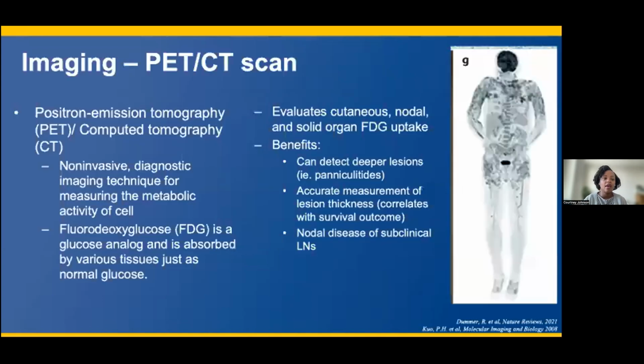Now, moving more into imaging, using PET scans or PET CT, this is a great non-invasive diagnostic tool for measuring the metabolic activity of the cell. So we use fluorodeoxyglucose, which is a glucose analog, and it's absorbed by various tissues just as normal glucose is. And then we measure that uptake in the skin, the nodes, and the solid organs as well. And so this is really helpful because we can detect deeper lesions. We can accurately measure lesion thickness, which does correlate with some survival outcome, as well as nodal disease of subclinical lymph nodes as well.